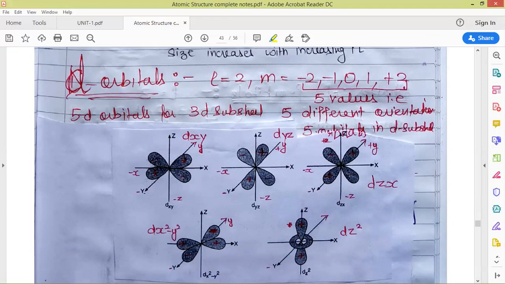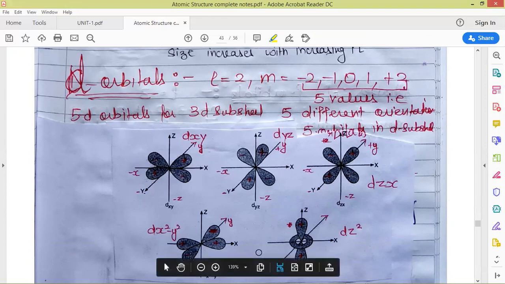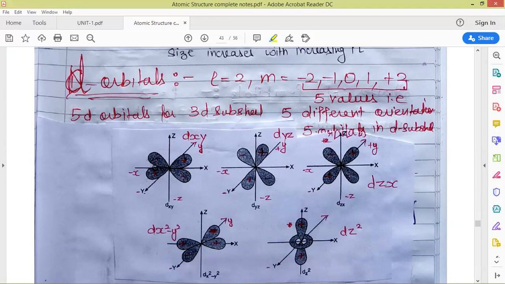Here we can see it is double dumbbell shaped. These are double dumbbell shaped d orbitals. So these have 4 lobes for dxy. The 4 lobes are present in between the x and y axis, so they will be present in the xy plane of the three-dimensional space. And for dyz, the electron density, the dumbbell shape, is oriented in the yz plane. And for dzx, the electron density is oriented in the zx plane.